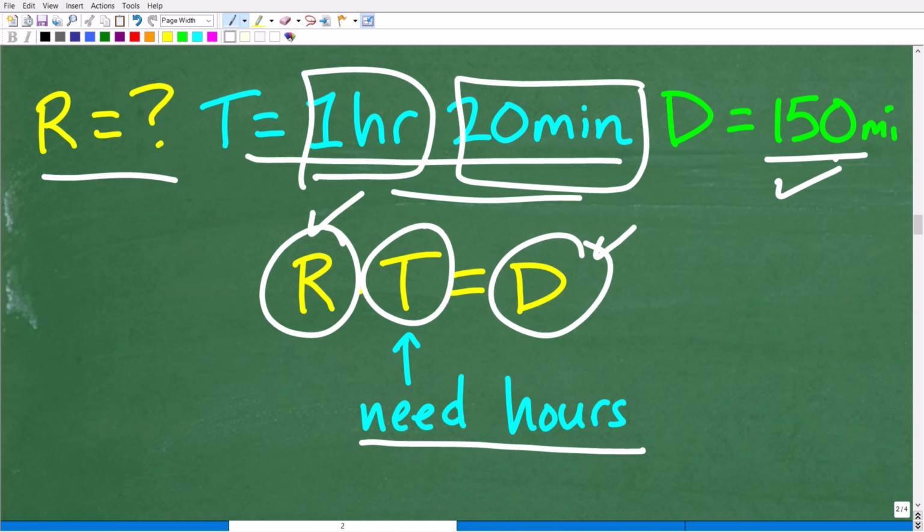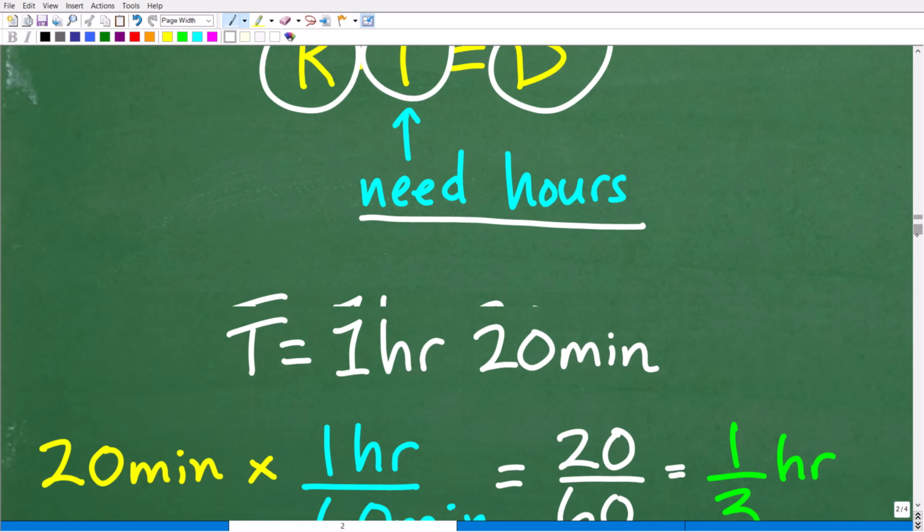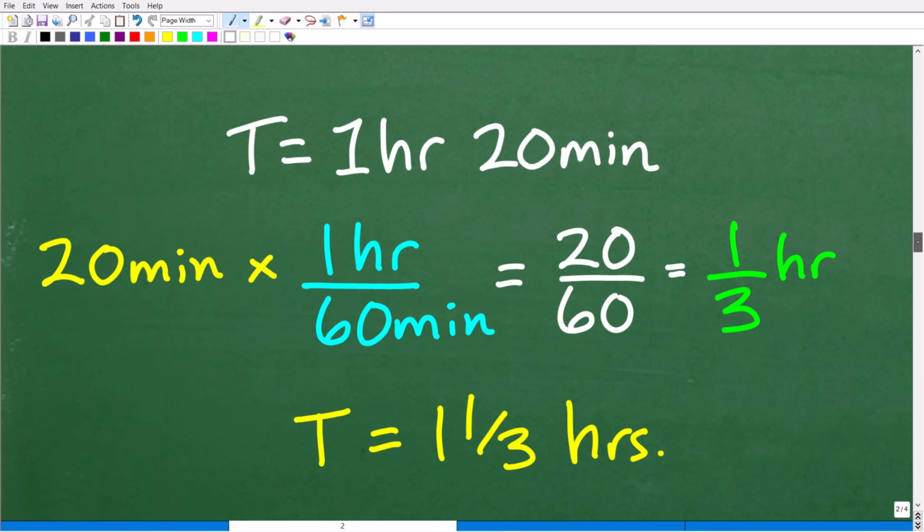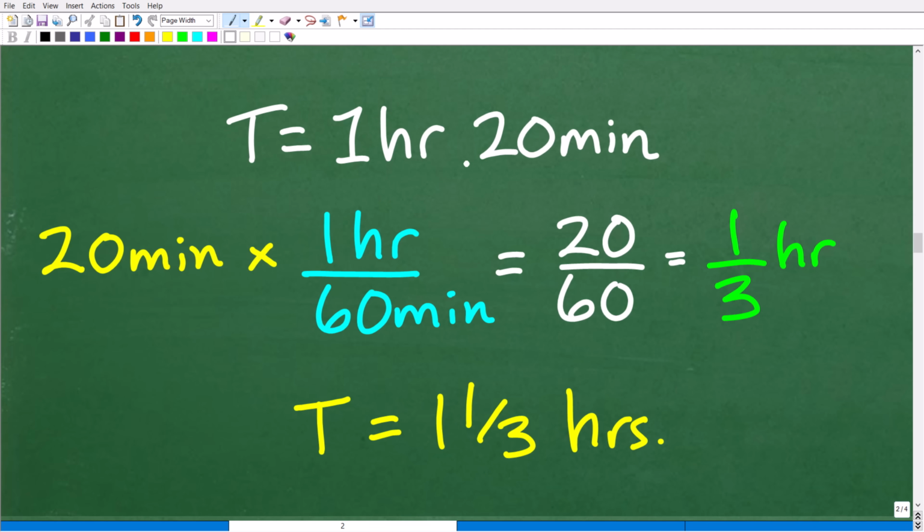So we need to figure out 1 hour and 20 minutes is how many hours only. Okay, we can't have that minutes. So let's go ahead and work on that right now. So pretty straightforward stuff. So the time is 1 hour and 20 minutes.